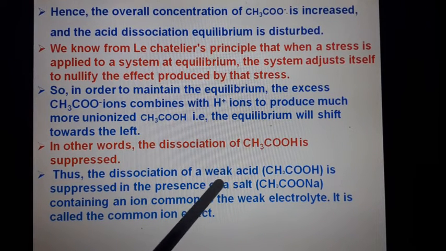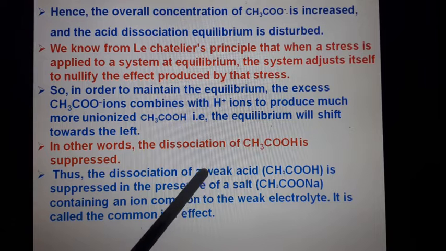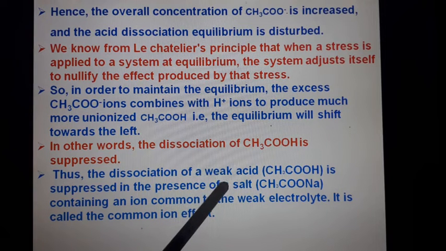The dissociation of a weak acid is suppressed in the presence of its salt. When a weak acid is mixed with its salt, sodium acetate, containing an ion common to the weak electrolyte, it is called the common ion effect. This is a most important 3-mark or 5-mark question.